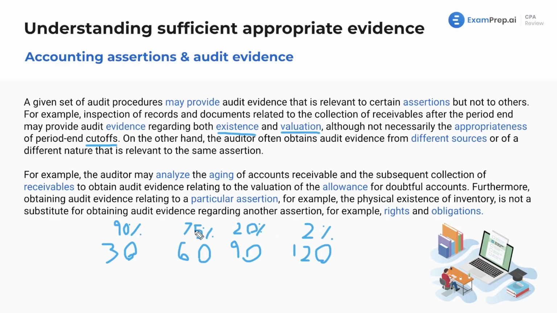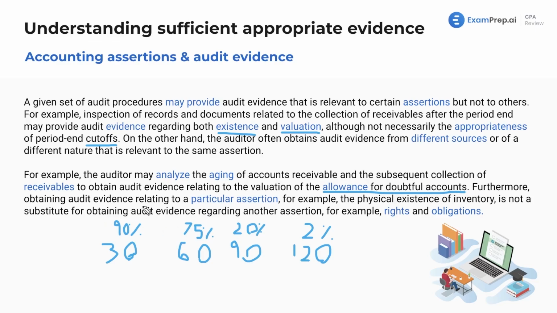Now, that's the process. You could analyze this aging report and the subsequent collection of those receivables to make sure that this allowance for doubtful accounts balance is correct, because this is, relatively speaking, an estimate based on estimating how much you expect to not collect from customers because, well, they just decided not to pay you.